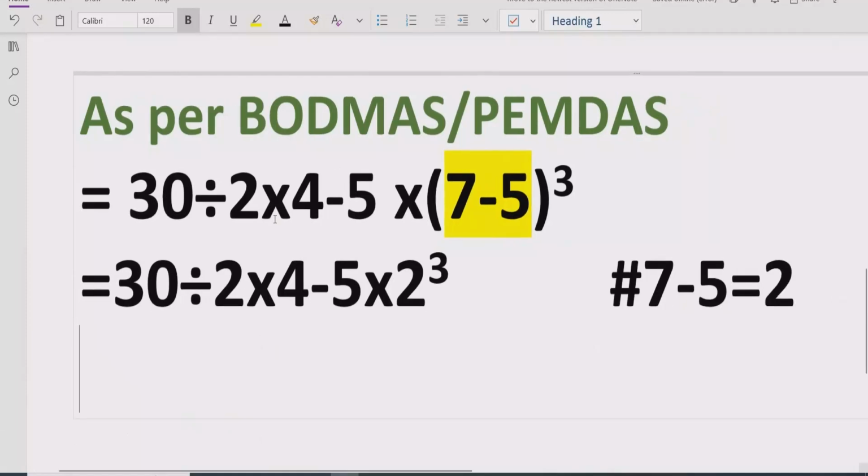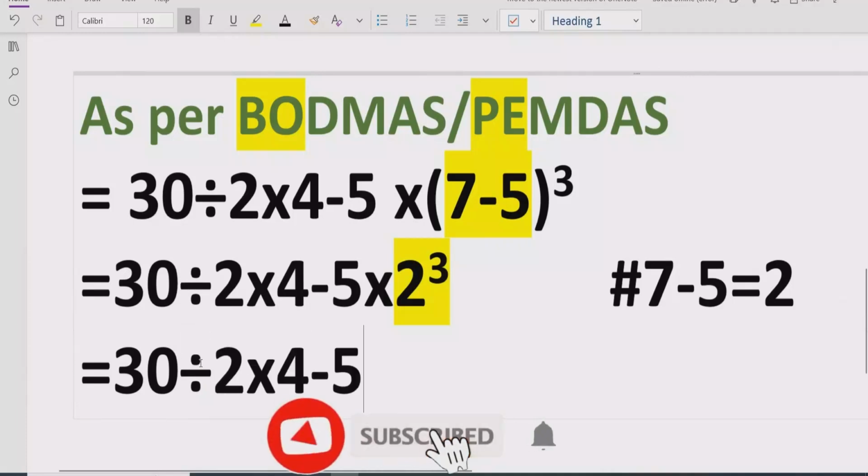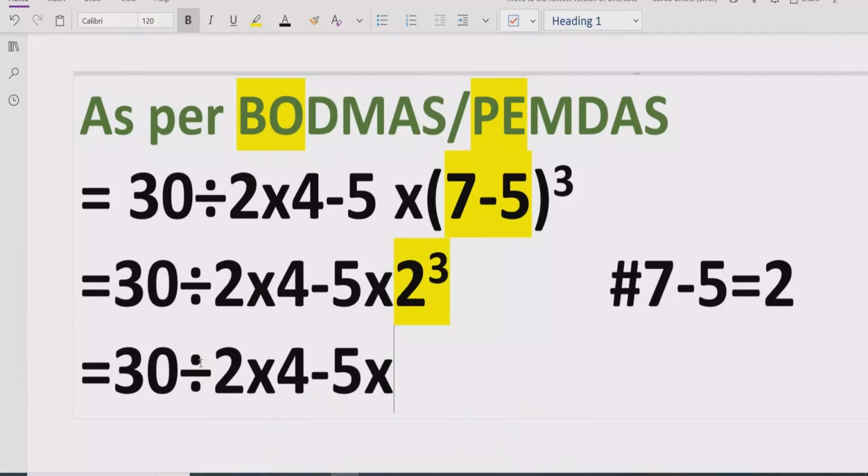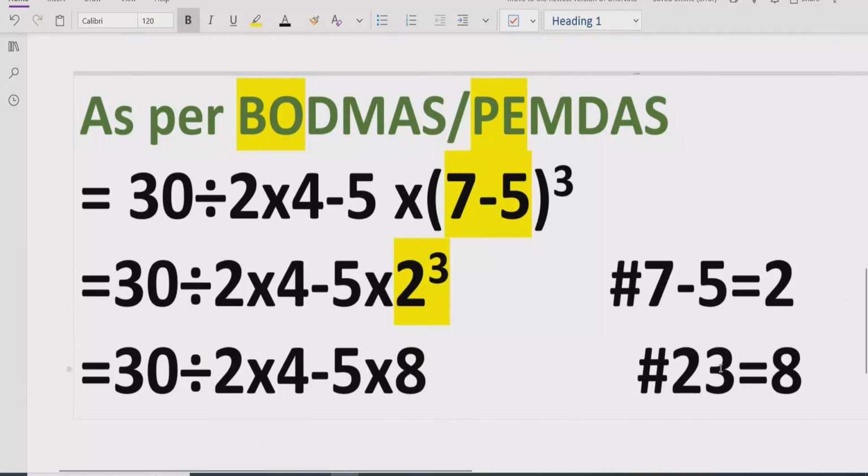Now move forward. Step number 1 we have solved, like we have solved the parenthesis and bracket. Now we have to go for the exponent, or you can say the order of operation. So now we have a number which has a power. We write 30 divided by 2 multiplied by 4 minus 5 multiplied by 2 raised to power 3, which means 2 multiplied by 2 multiplied by 2, which is equal to 8. So 2 raised to power 3 becomes 8.